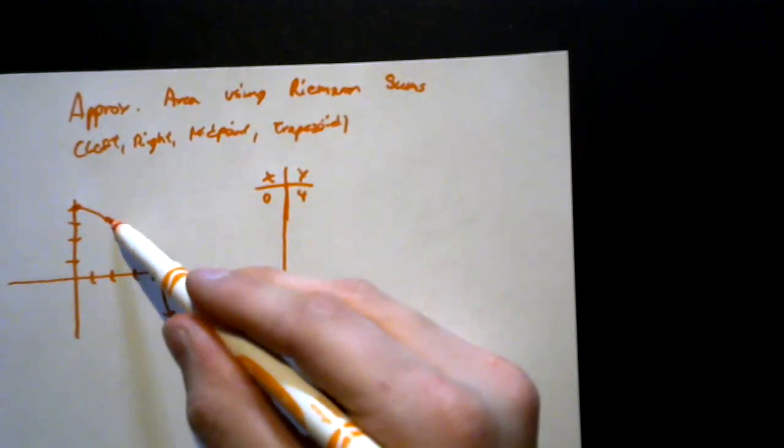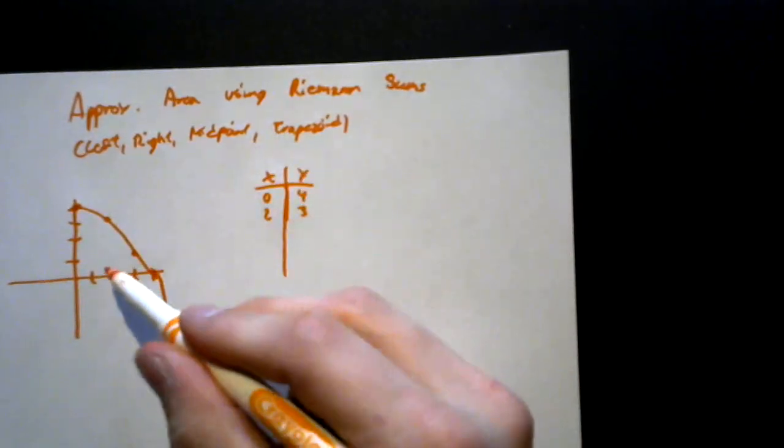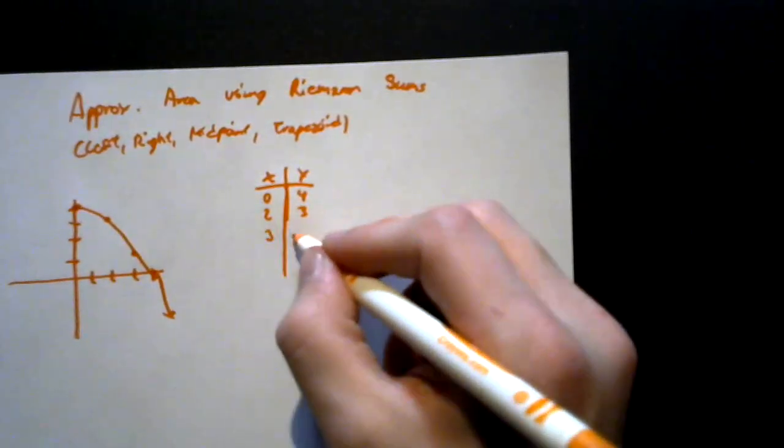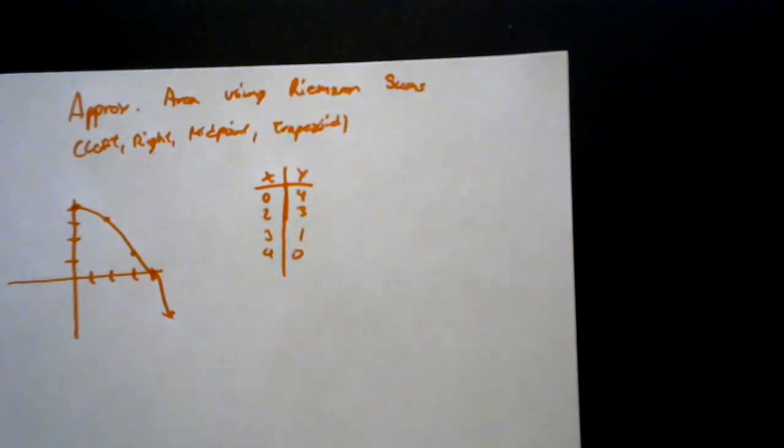So this is at 0, 1, 2, 3, 4. This is at 2, 3, 3, 1, and 4, 0. So it's some sort of function. I don't know what function it is, but it has some curvature to it.